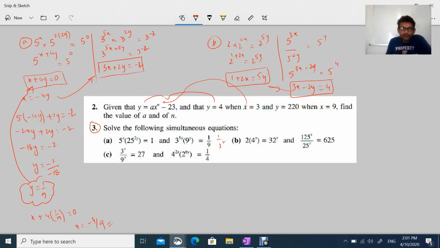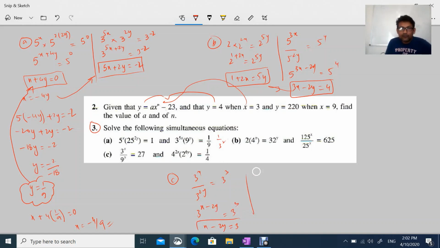In C part, 3 power x divided by 3 power 2y is equal to 27, which will be 3 power 3, and we have this question in past papers. Please work on it, because there are two things together, simultaneous equations and indices. So in exams we have questions which have more than one topic. So 3 power x minus 2y is equal to 3 power 3. So this is x minus 2y is equal to 3. This is the first equation.